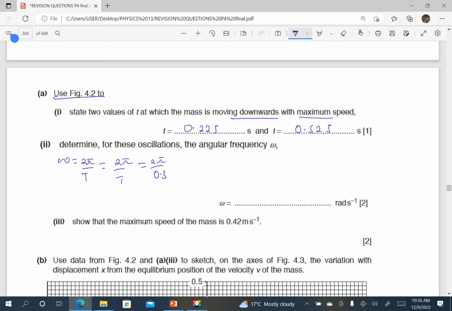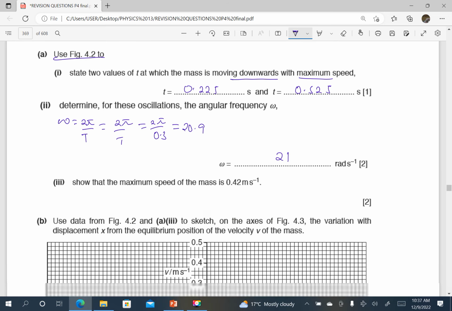So this is giving me approximately 21. Check again. Approximately 21 or 20.9. Okay, show that the maximum speed of the mass is that.